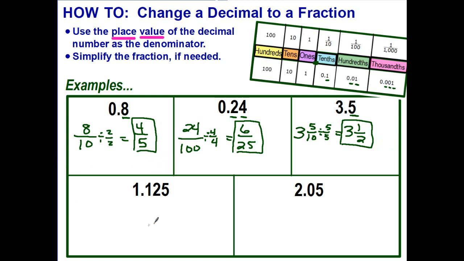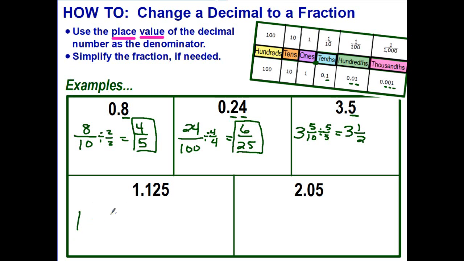Next example, again, we have that whole number, so we know we're going to have a mixed number. Some of you might recognize the 125 thousandths as being 1/8, which is one of our benchmarks that we should know. That is awesome. That's going to save you some work. If you don't recognize it, then let's just go ahead and work it out.